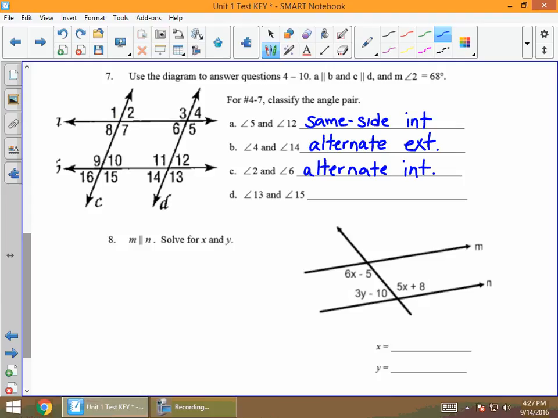And the last one, 13 and 15. Here's 13. Here's 15. The line that they share is B. That is its transversal. And when I look at lines C and D, I see one is inside and one is outside. So they are not interior and they are not exterior. It's actually one of each. And this is the one that acts kind of like the postage stamps. These are what we call corresponding.